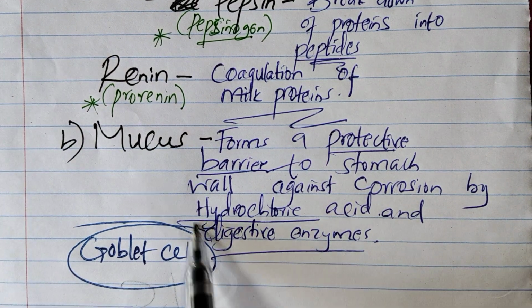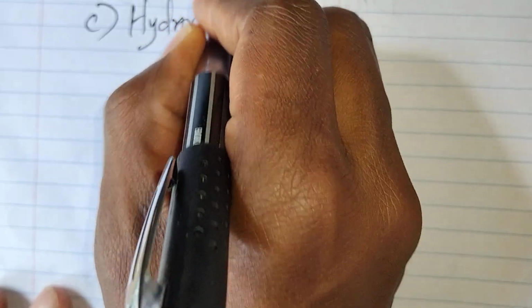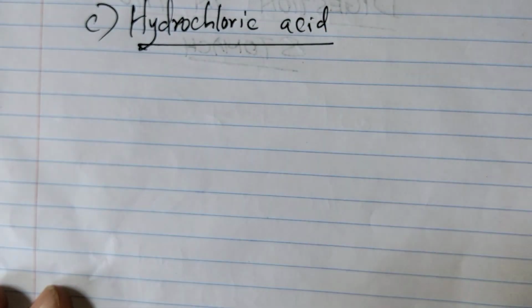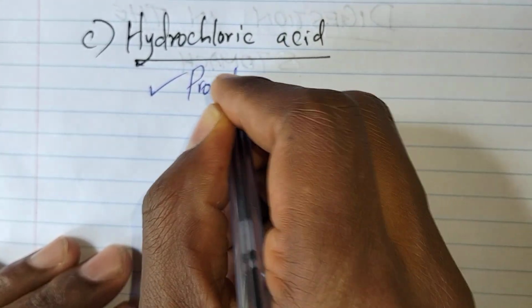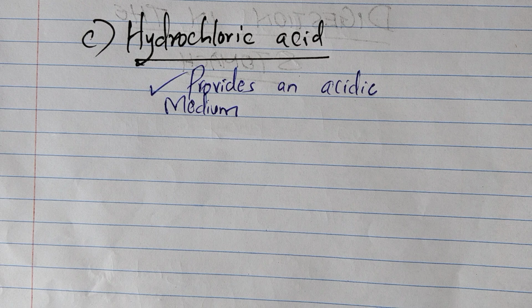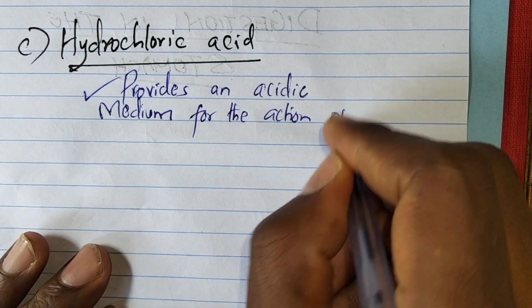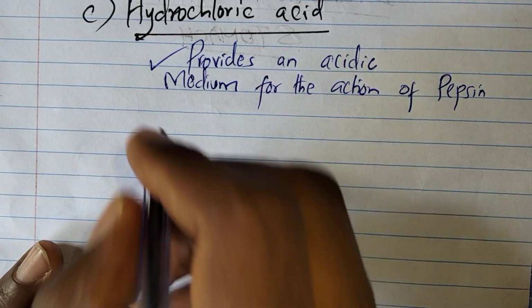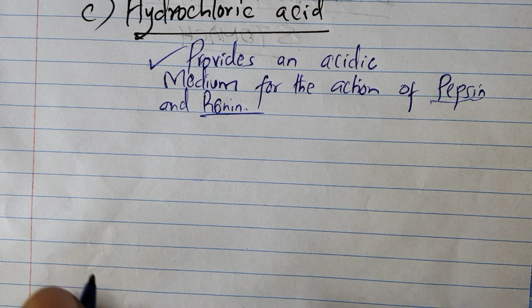The third component, HCl or the hydrochloric acid. We talk about component number 3, hydrochloric acid. It has various functions. Number 1, it provides an acidic medium for the action of the two enzymes we talked about, pepsin and renin. Those are protein digesting enzymes. Number 2, it activates the enzymes.